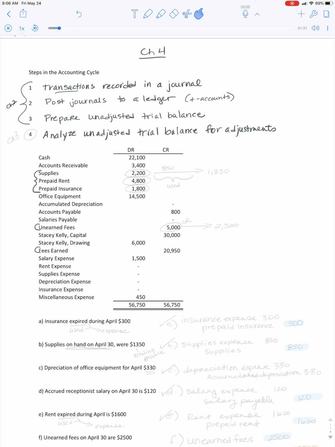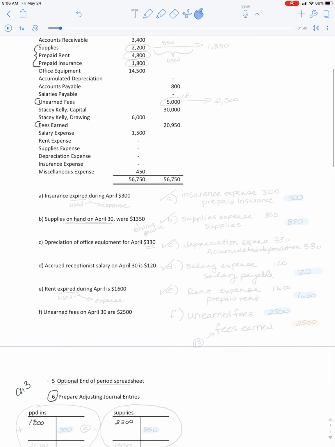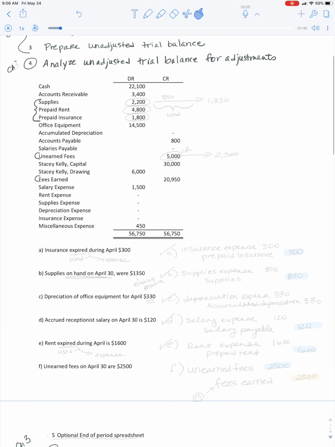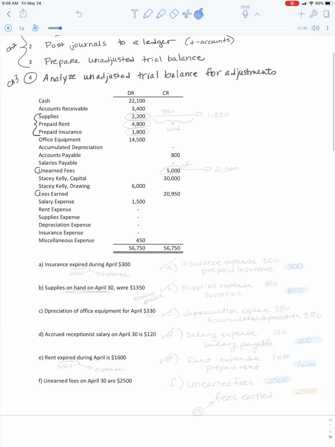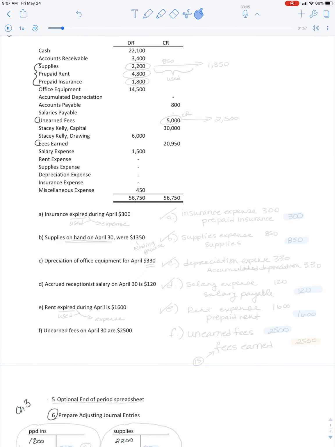So step number 4 and step number 6 are from Chapter 3. So you already know how to do this too. But let's go ahead and do it. So we've got our trial balance here, and here are our 6 different adjusting entries that we need to make, and then we've got some T accounts to keep up with them.